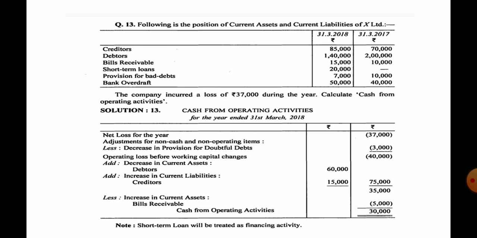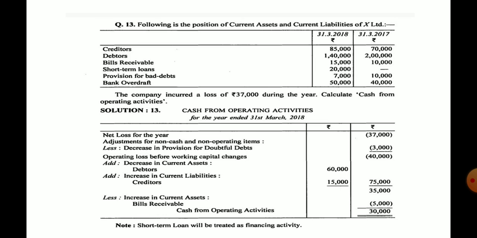Adjustment of non-cash and non-operating items. So first you can discover the non-cash items. Is there any non-cash item? Yes, the provision for bad debt, right? We make a provision for bad debt, but there is no money outflow from the organization because of this. So it will be added back, that is 3,000. And operating loss before working capital comes here as 40,000, right?